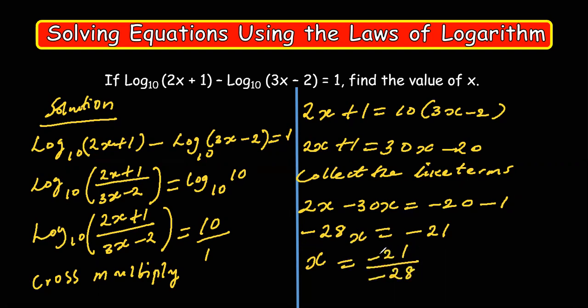So what can get rid of this? The negative signs cancel themselves, and then 7 can cancel 21 three times, and 7 can also cancel 28 four times. So we have 3 over 4. Therefore, we can say that the value of x is 3 over 4. So you can see how we apply the laws of logarithm to solve this equation. So this is the first question.